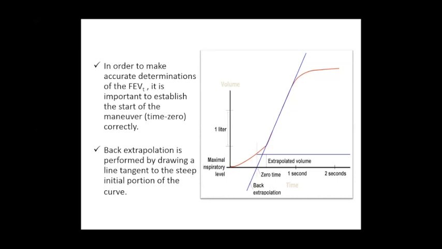What we can do is draw a line tangent to the steepest initial portion of the curve. So we estimate here that the patient starts from the zero point, even if he has a delayed start at the beginning. With expertise, you will be able to perform it several times, and you will find it easy to perform.